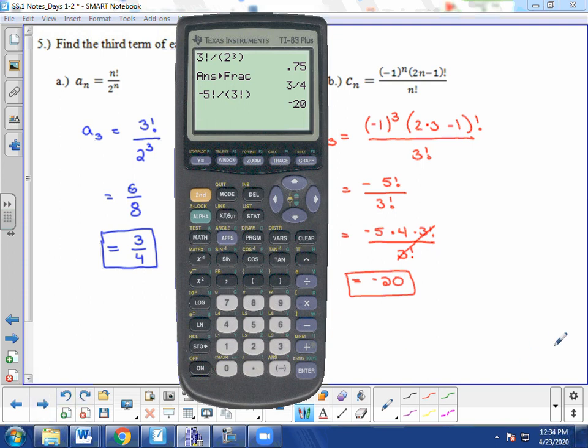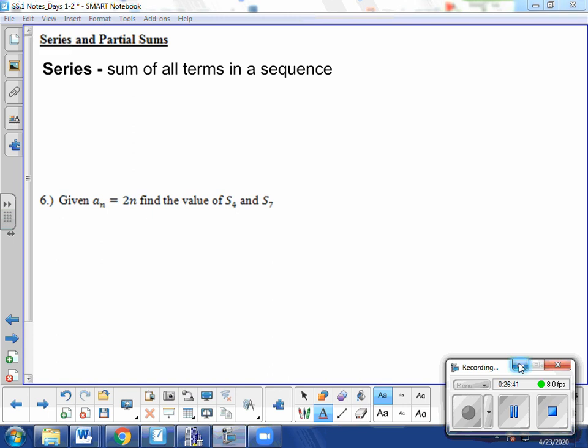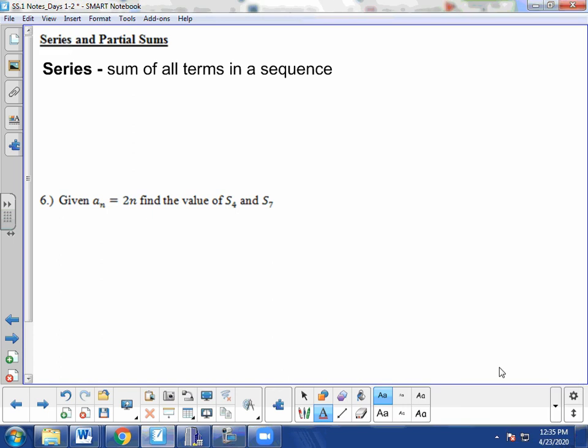Now let's move a little bit more in depth or further into the concept of sequences and series and take a look at what a series is. So in order to talk about series, we probably need to know the definition of a series. A series is essentially the sum of all terms in a sequence. So if we find a sequence, the ordered description of numbers, and we add up all those points together, that gives us the series.